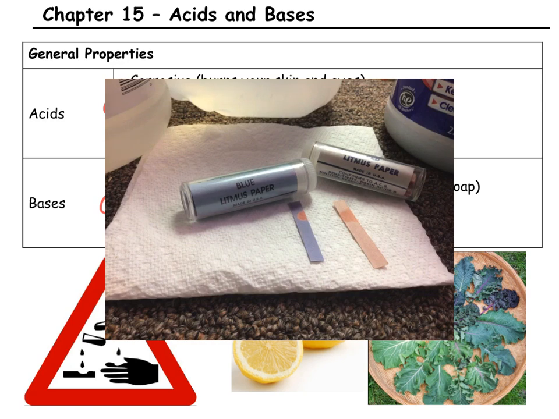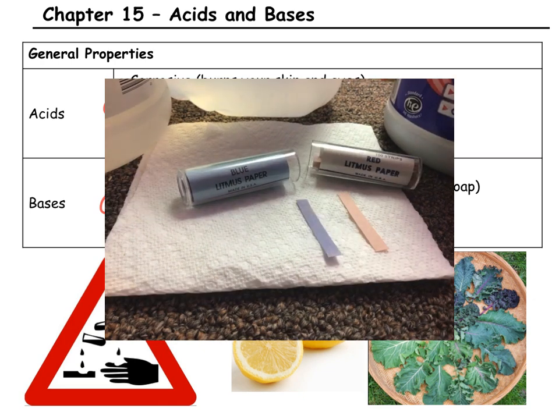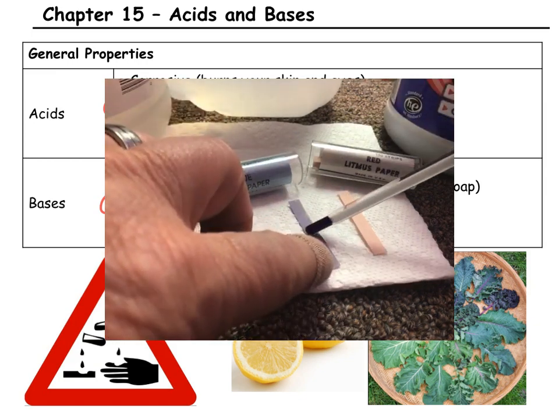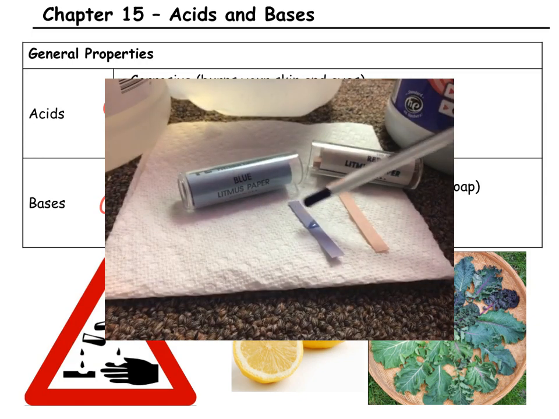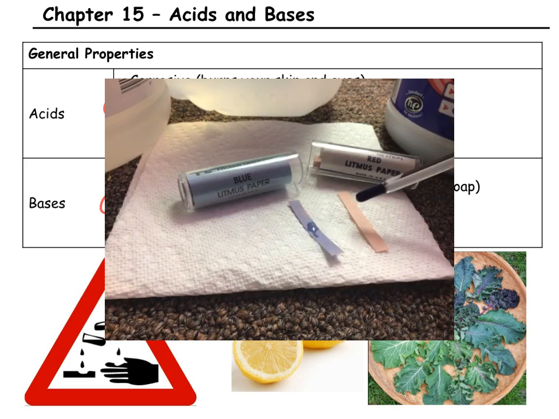All right, let's do the same with a little bit of the bleach. Let me start with a fresh piece. Okay, a little touch of bleach on the blue, and the blue stays blue. A little bit on the red, and the red turns blue. So with base, blue litmus stays blue, and the red litmus turns blue. So in base, like bleach, litmus is blue.